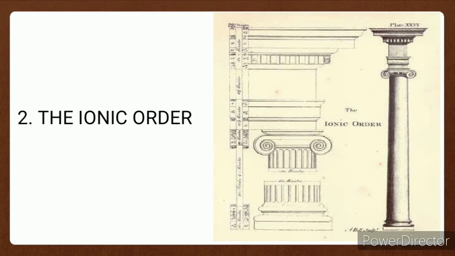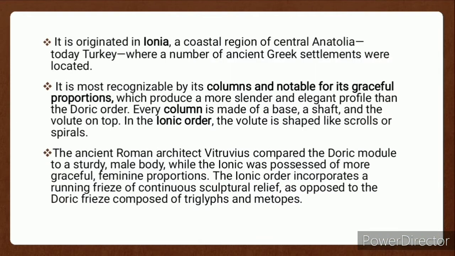The next topic we're going to discuss is the Ionic order. Ionic orders originated in Ionia, a coastal region in central Anatolia, which is today Turkey, where a number of ancient Greek settlements were located. It is most recognizable by its columns and notable for its graceful proportions, which produce a more slender and elegant profile than the Doric order.